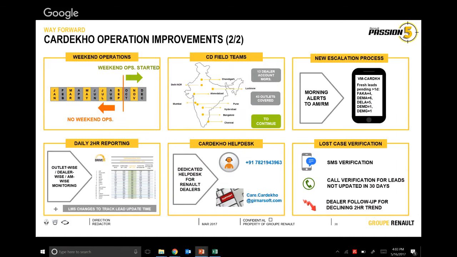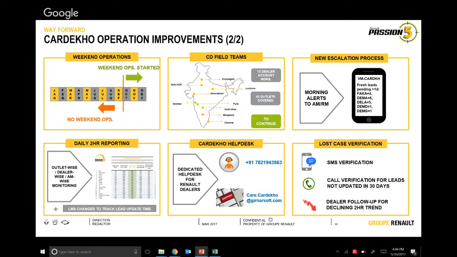Now this slide also shows the same, which includes the weekend operations, the field team, and the escalation process. These escalations also include the leads which do not get updated within a day or within 2 days, going to area managers, so that they can follow up with you and try to sort out any differences. There's also the 2 hour report that you must be following, because of which a whole rating system has been devised now. Also the help desk that I told you about, and trying to identify why leads are being marked as lost.